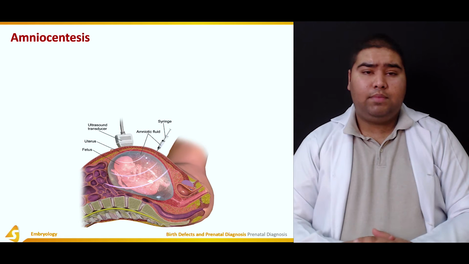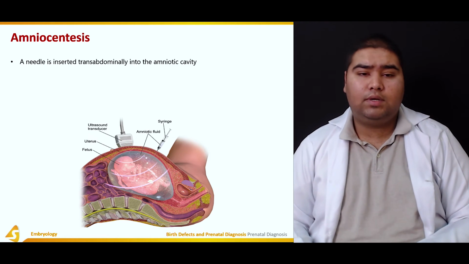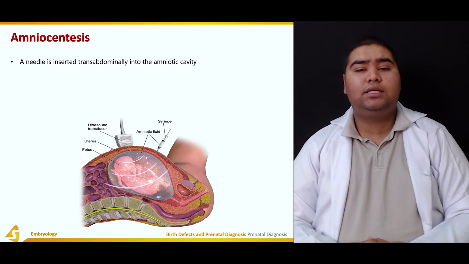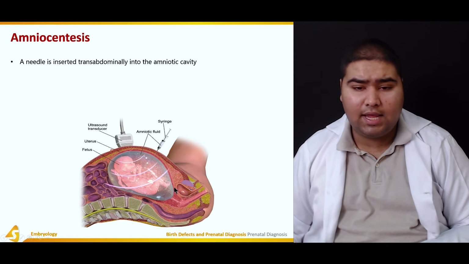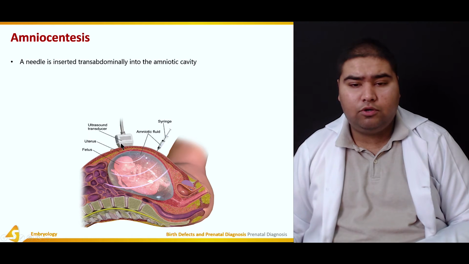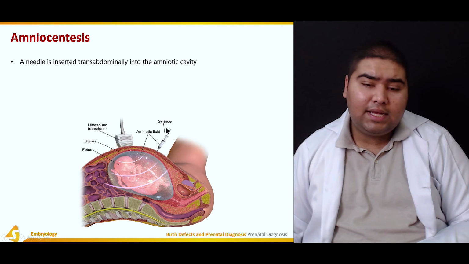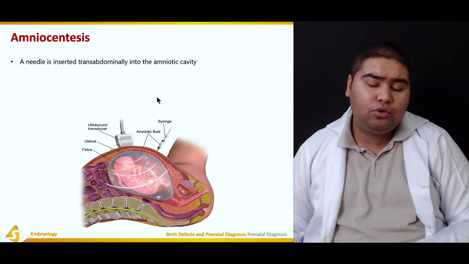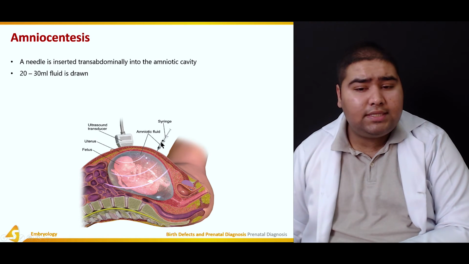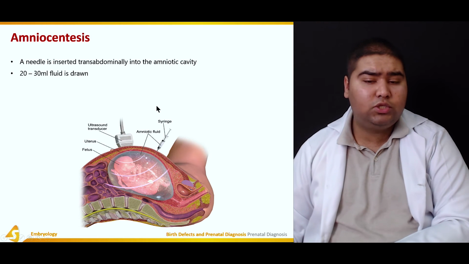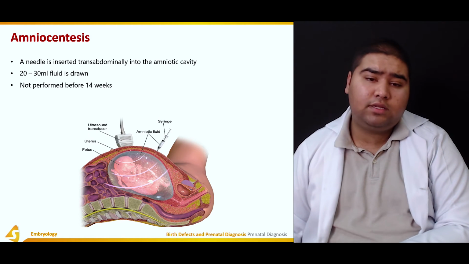Now we have amniocentesis. In amniocentesis, what do we do? We insert a needle transabdominally into the amniotic cavity. Here you can see an ultrasound probe that is being used to view the amniotic cavity. A syringe is being inserted through the abdomen into the amniotic cavity. 20 to 30 ml of the fluid is drawn. It is not performed before 14 weeks of pregnancy.